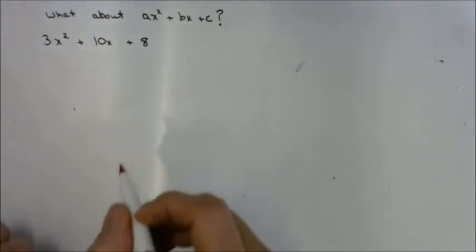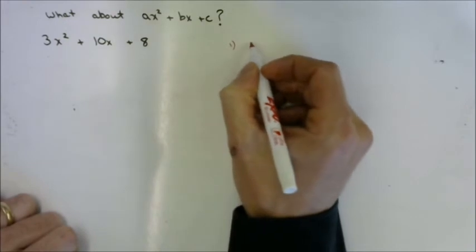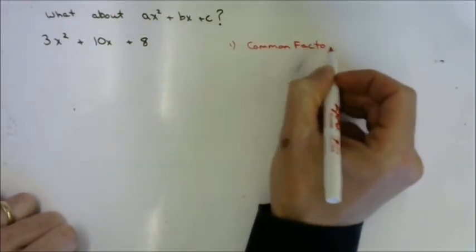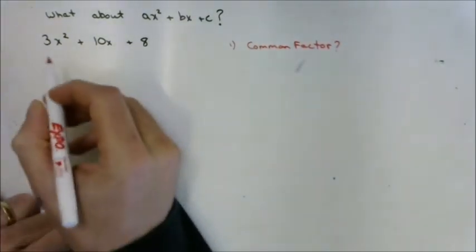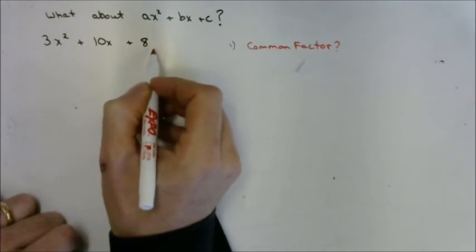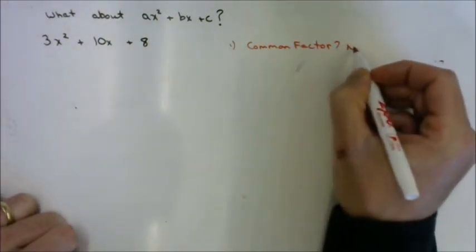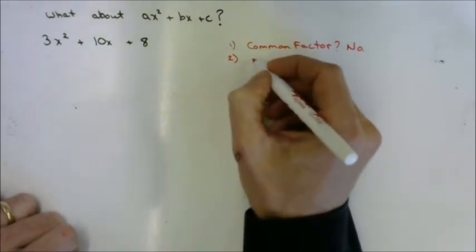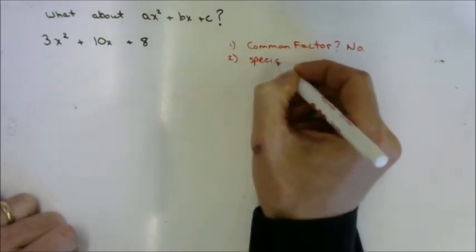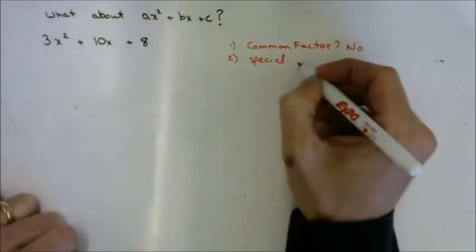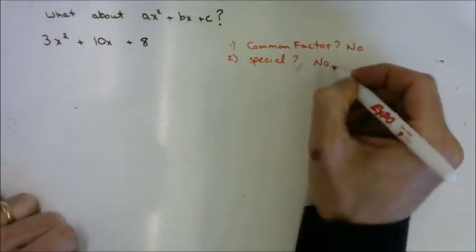Well, I'm going to follow the same exact steps. I'm going to check, is there a common factor that I could pull out of all three terms to make this a little bit easier for myself? 3, 10, and 8, nothing with the numbers. X squared, x, and no variable? No common factor to help me out. Is there a special product here? Is, for instance, this a square number? No. It's not special.